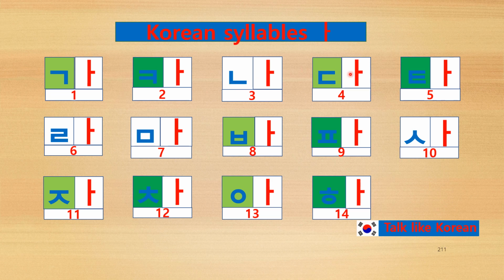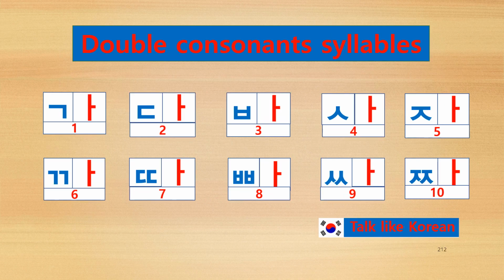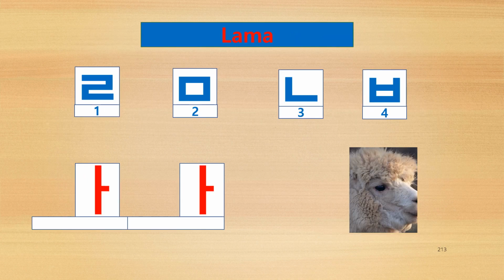나, 다, 타, 라, 마, 파, 사, 자, 차, 하. Well done. And then double consonant 가, 다, 따, 바, 빠, 사, 싸, 자, 짜. And then llama. Which one? llama. Number 1 and 2.